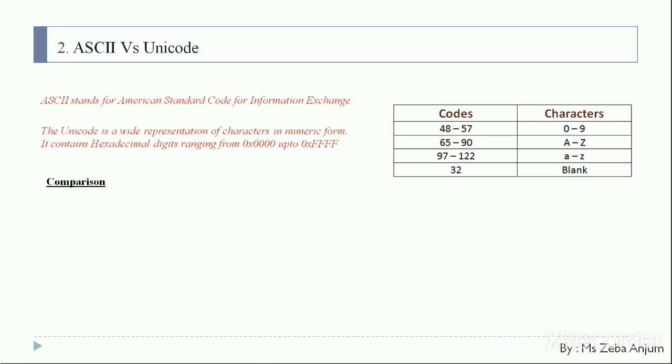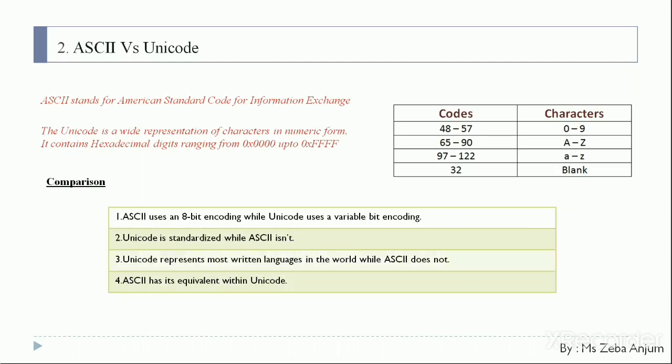Now let us compare both the codes using this table. First, ASCII uses an 8-bit encoding while Unicode uses a variable bit encoding. ASCII takes 8 bits, and Unicode takes 16 bits as a standard, but it is the flexibility of Unicode that it can vary the bit encoding. The second point says Unicode is standardized while ASCII is not. The reason for this is that ASCII can include 256 characters, but Unicode can include 1,37,000 characters.